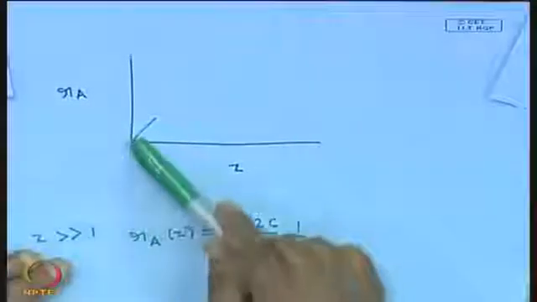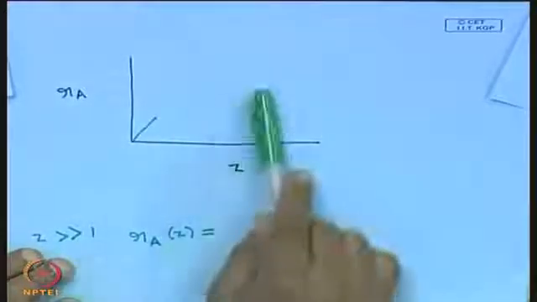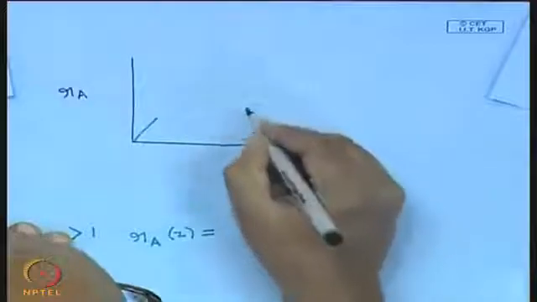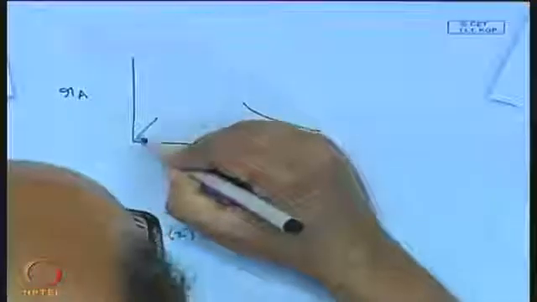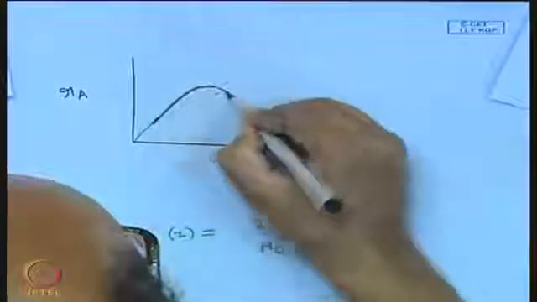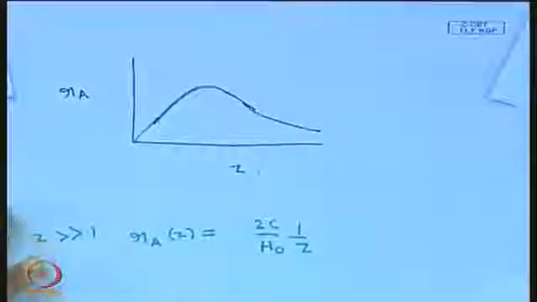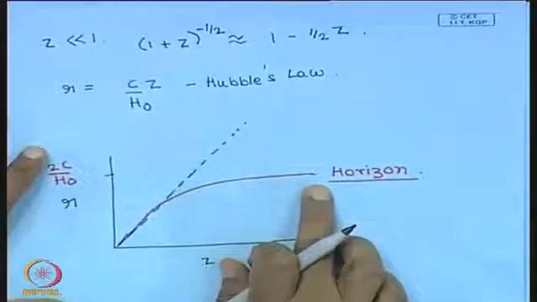So, you see initially it increases with a slope which is c by H naught, and for large z it falls with a slope which is 2c by H naught into 1 by z. So, it falls off here as 1 by z, and in between it will have a peak value. So, it will look something like this, the angular diameter distance as a function of redshift. Whereas, the comoving distance to any object keeps on increasing with redshift and then it becomes constant. You see the angular diameter distance here has a very strange behavior.